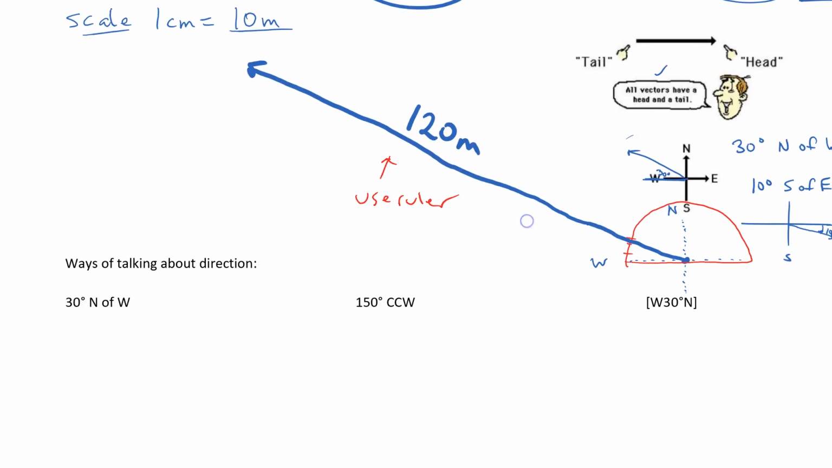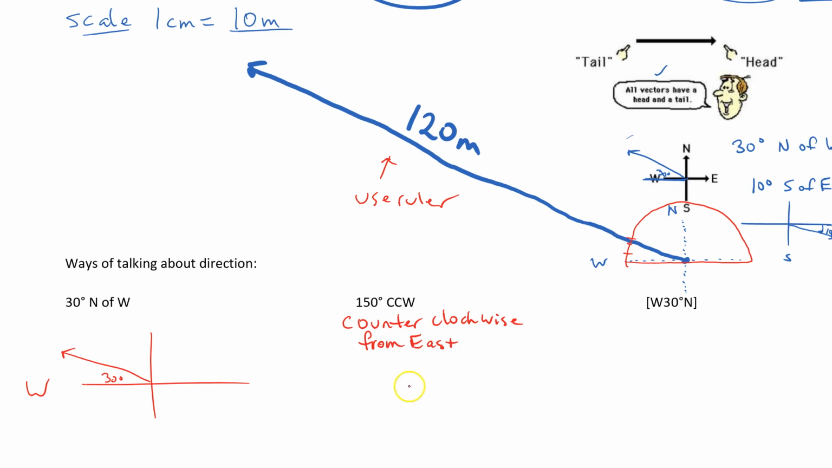I want to talk about direction just a little bit more. So I already talked about what 30 degrees north of west looks like. It means point yourself west and then rotate 30 degrees there. 155 degrees CCW, counterclockwise, that's the CCW, from east. So if you've done this already in pre-cal, this is kind of like a counterclockwise from the x-axis.